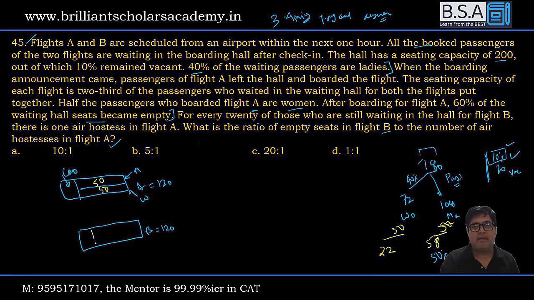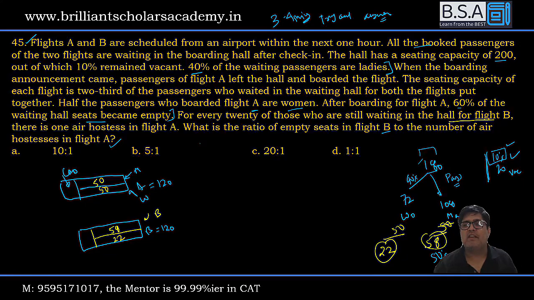So when B is filled, in B, how many men are there? 58. How many women are there? 22. I've got the capacity of both flights. Now there comes something new. For every 20 of those who are still waiting in the hall for flight B, how many are waiting there? 22 plus 58, which is 80.